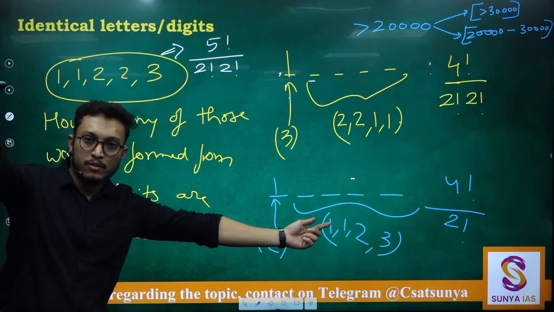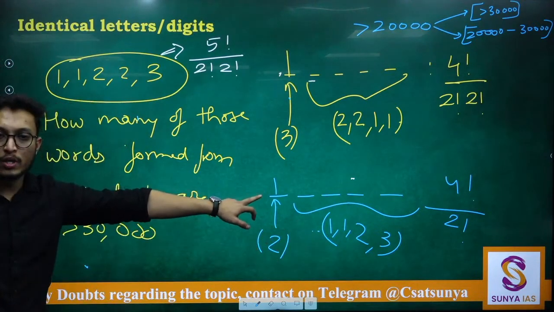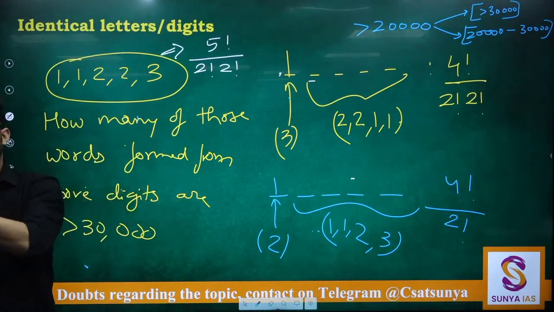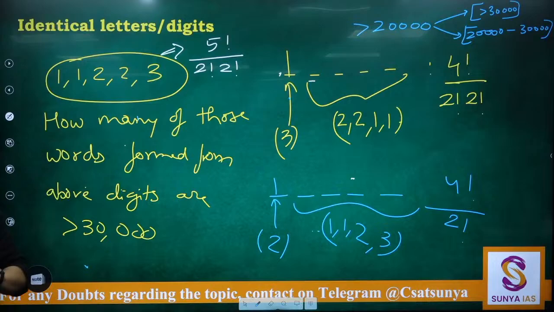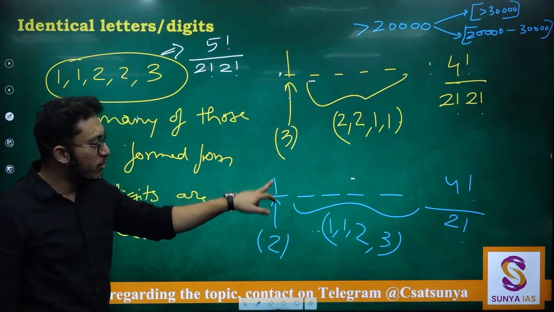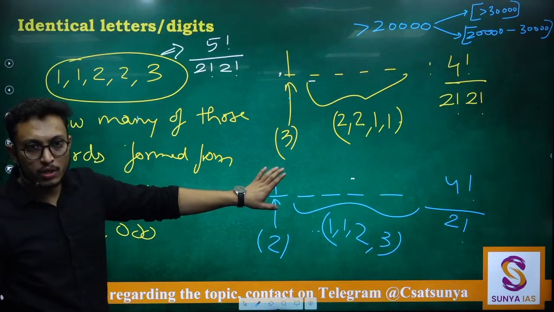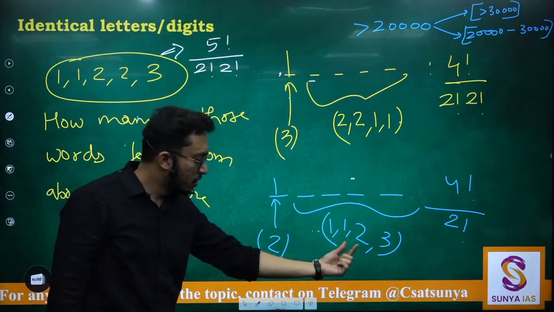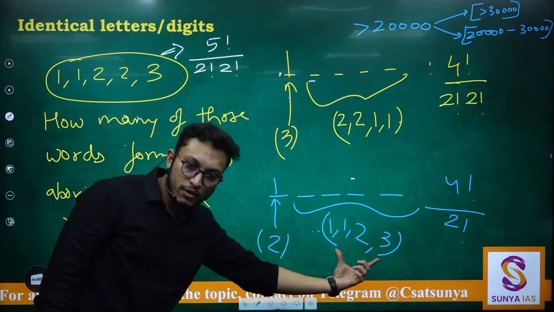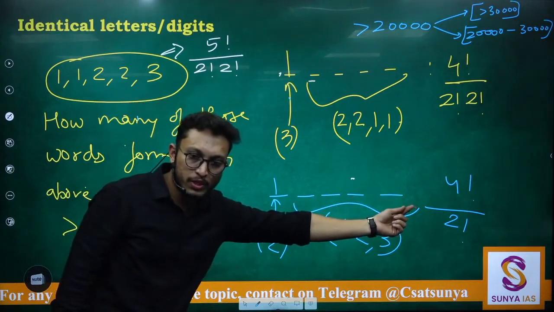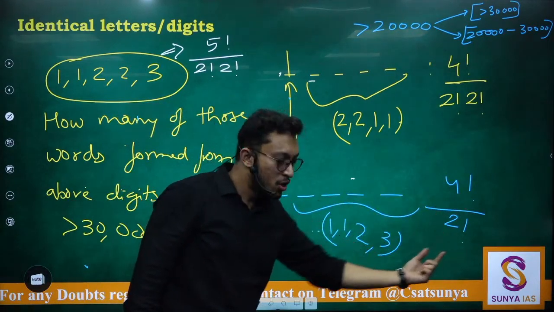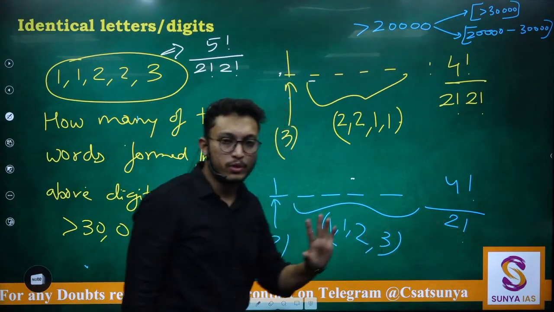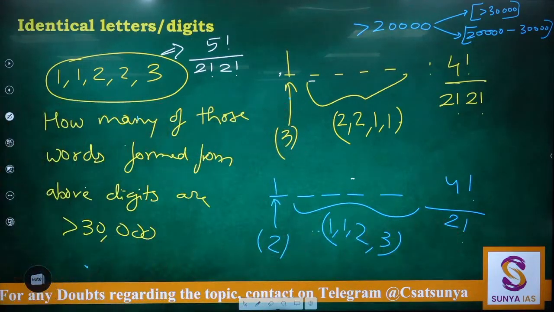What am I doing here? I filled a 2 here. Why? Because I am finding out all those numbers that are lying between 20,000 and 30,000, and all of them will have a 2 here. So one of the 2s is already occupied. Now I am left with 2 ones, then a 2 and a 3. So these are 4 digits to be filled in these 4 places. So 4 factorial upon 2 factorial, since only one digit is identical. Is this clear? We are just using the application of what we just learned.